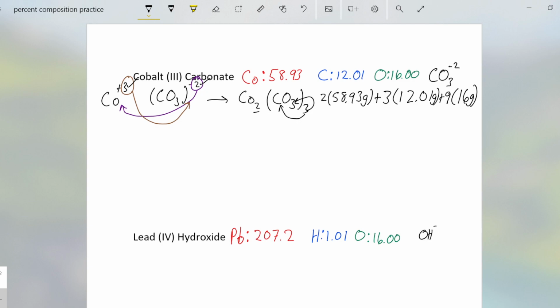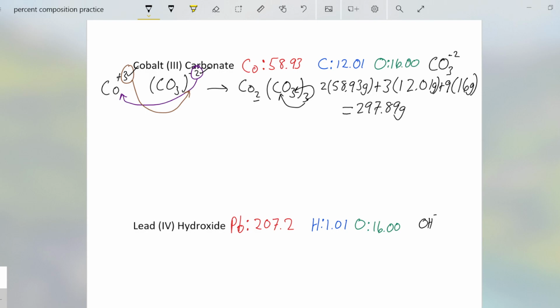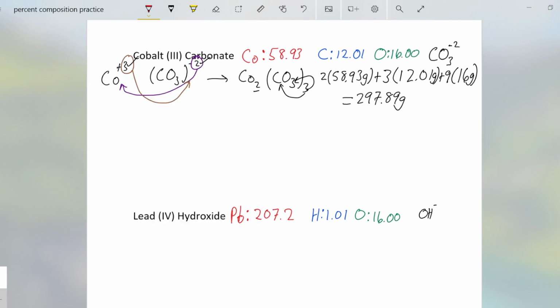So the answer I get when I add and multiply all this together is that my cobalt-3 carbonate should have a total mass of about 297.89 grams. So 1 mole of cobalt-3 carbonate will weigh 297.89 grams. The cobalt, since there are 2 of them, and I want to calculate the percent composition, I write my 2 times the mass of cobalt, 58.93, and I divide by the total mass of the molecule, 297.89 grams. We need to remember our units. Our units will cancel, and then I multiply by 100% to get my answer, and I get 39.6%.